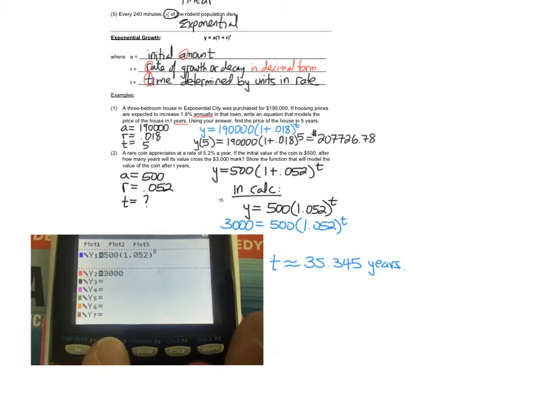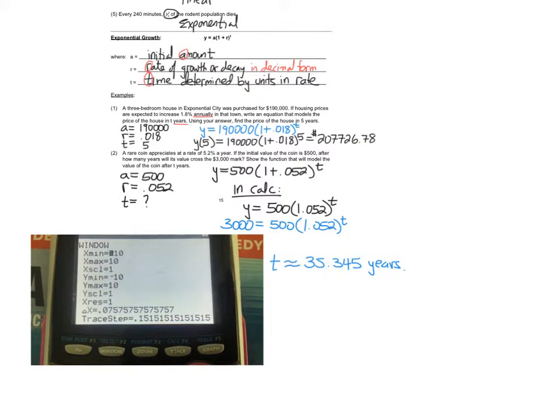So I'm going to hit Window. I'm going to type in what I know, and that is that the y values need to go from 0, and I want it to go a little bit higher than 3,000, because if I only go up to 3,000, then that horizontal line is going to be right at the top of the screen. I don't want that. I want a little bit of space above it. So you can go to 3,500, or you can go to 5,000 if you want it to be more in the center of the screen. Just pick a number that you know is bigger than 3,000. So I'm going to go to 5,000.